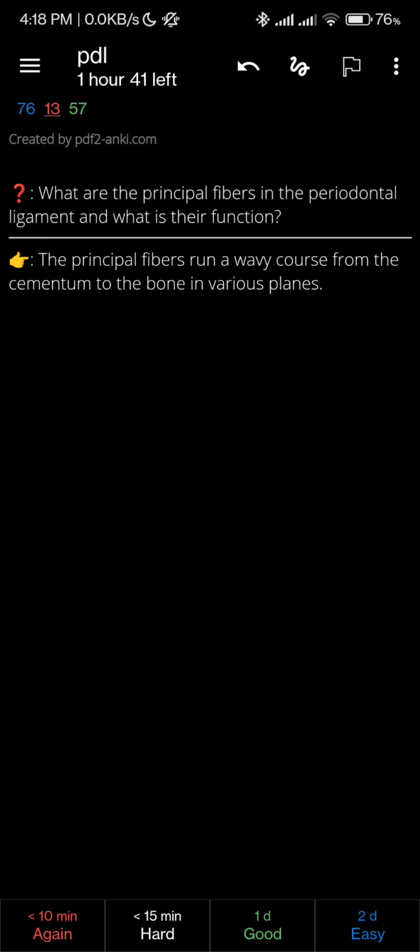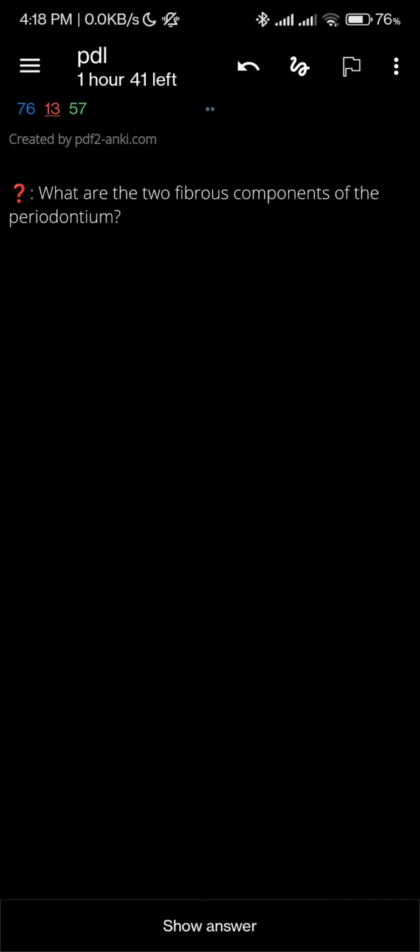What are the two fibrous components of the periodontium? We have the periodontal ligament and the lamina propria of the gingiva, which has the gingival group of fibers, and they form the fibrous component of the periodontium.